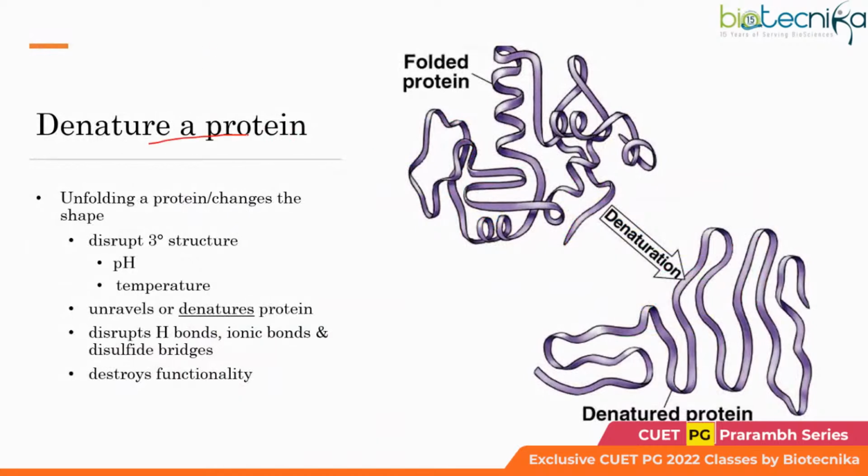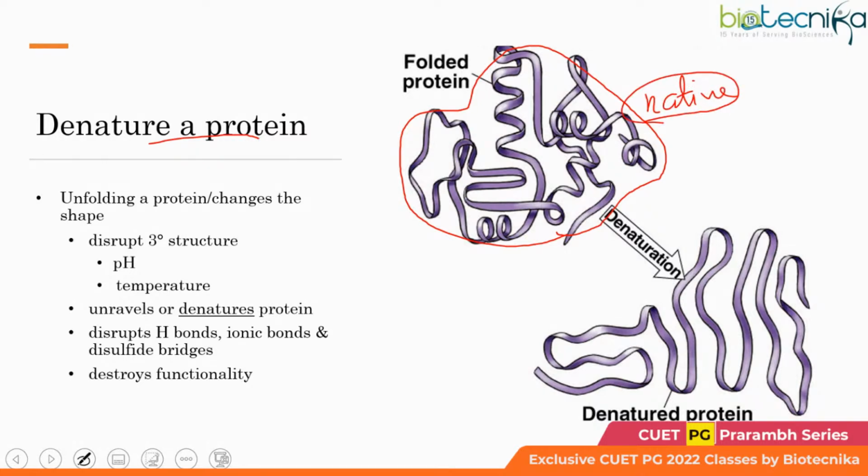There is something called denaturing a protein. When the protein is properly folded, it will have the proper function. Such a protein which gives the function is called a native protein. The one which has the function and is properly oriented is the native structure. But in case of adverse conditions, pH, temperature, or any chemicals, then the 3D structure can be broken.